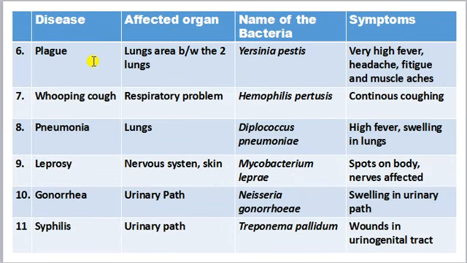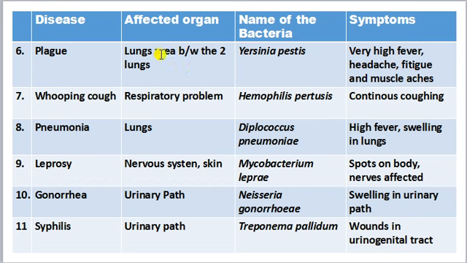Now the sixth one, plague. Plague is a serious bacterial infection that is transmitted by fleas, and the organism that causes plague is known as Yersinia pestis. This Yersinia pestis lives in small rodents, found most commonly in rural or semi-rural areas of Africa, Asia and the United States. This bacteria causes plague, and it affects your lungs, and its symptoms include very high fever, headache, fatigue and muscle ache. So this is all about plague.